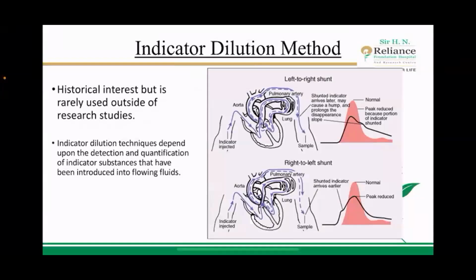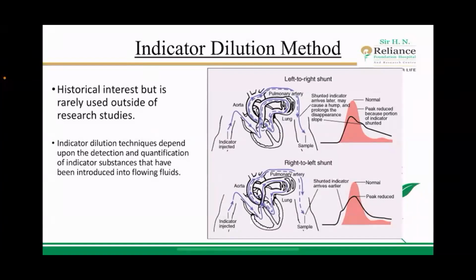So starting with the indicator dilution method, it is mainly of historical interest and rarely used outside of research studies. It depends upon the detection and quantification of indicator substances that have been introduced into a flowing fluid. As seen in the diagram here, the top picture is the left to right shunt. Here the indicator is injected in a vein, which passes through the right side of the heart into the pulmonary circulation and then to the left side and into the systemic circulation, and a sample is collected from the arterial end. So the graph is obtained.